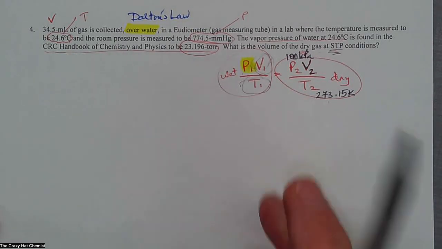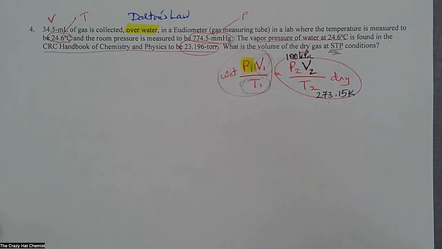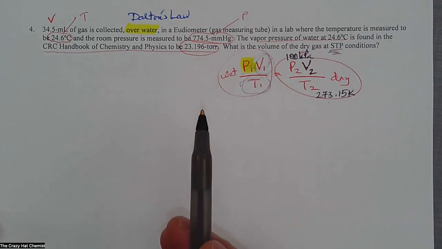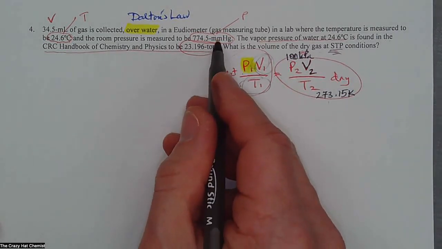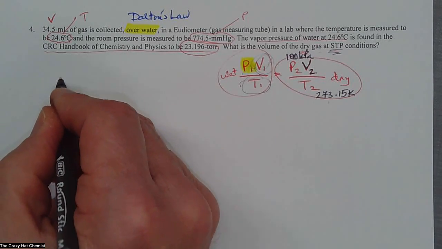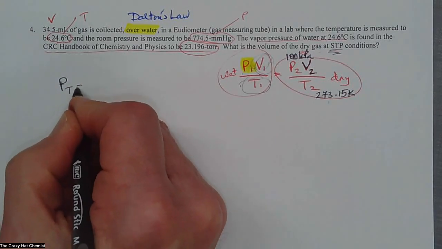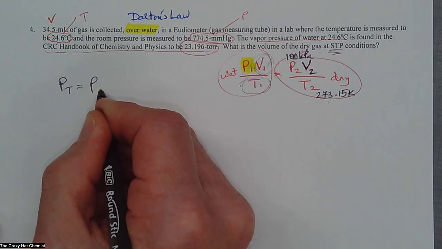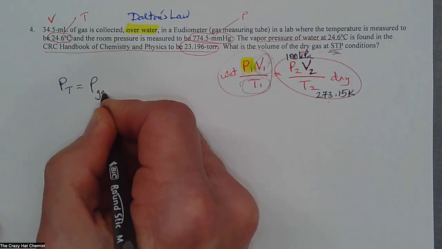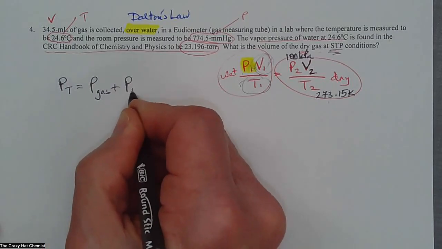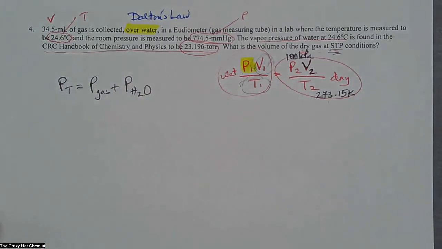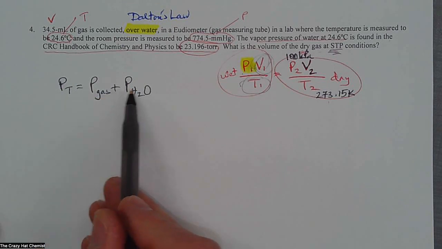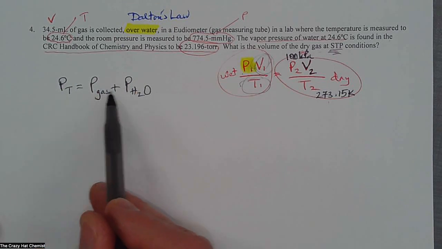That means the pressure is actually not given of the wet gas. Okay, so that's the first thing that we're going to do. Okay, and so we're going to take a look at Dalton's law. The total pressure is going to equal the partial pressure of the gas plus the partial pressure of water. So this is Dalton's law. The total pressure is equal to the sum of the individual pressures.